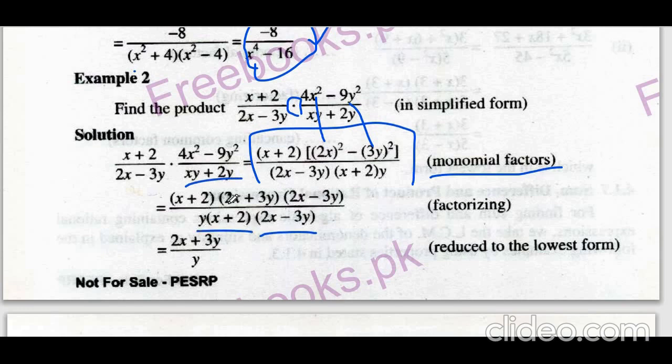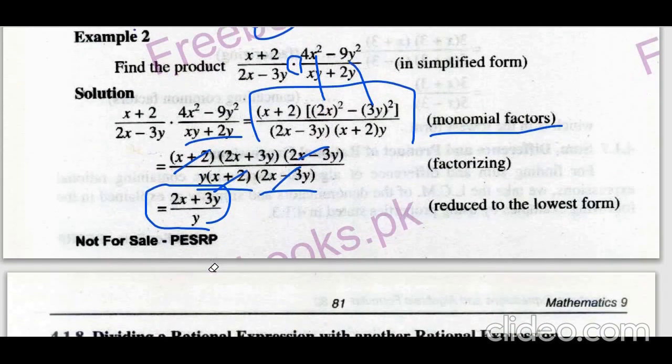Now cancel the terms which are the same. For example, x plus 2 cancels with x plus 2, 2x minus 3y cancels with 2x minus 3y. We get 2x plus 3y over y. This is the reduced form of the rational expression. This is the lowest form of the rational expression. Okay.